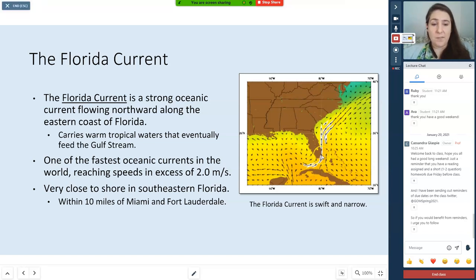This current, you can see from this image, actually comes very close to shore in some locations. So it's very, very close to shore in southeastern Florida. Off the coast of Miami and Fort Lauderdale, it usually comes within 10 miles of the shore. So to give you an idea of how close is close. So you don't want to be drifting along and not have any idea what the currents are doing if you're boating off of Miami and Fort Lauderdale, because you might end up in a very swift current.